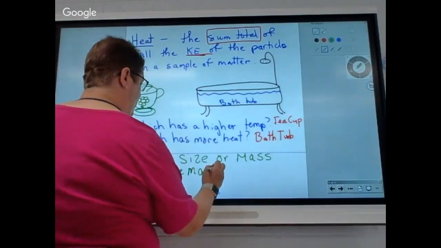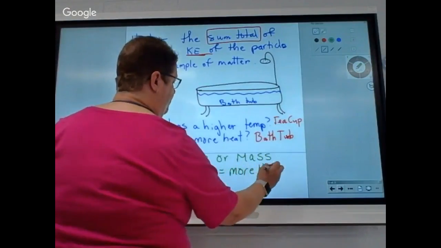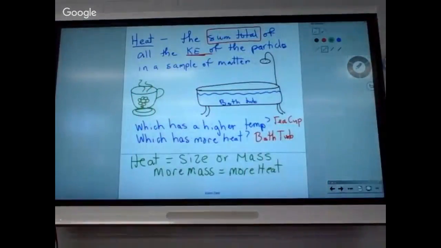Okay, that clue did not do what I wanted. Equals more heat. Now, it's going to sound a little offensive, but you know, I'm a big girl, so I can say this. Skinny people can't. I am a large child. All right, I'm very fluffy. So I have more heat.